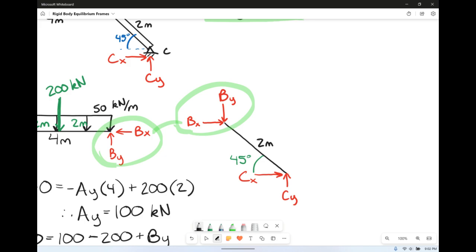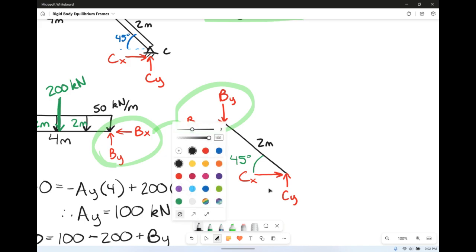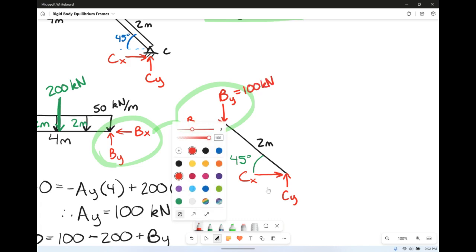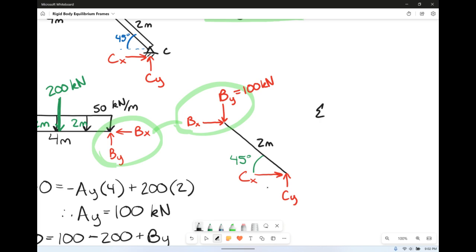So, fun fact, right, we already have BY. We can just go ahead and write him in. We did find that BY was equal to 100 kilonewtons. So if we sum the forces in the y direction and set it equal to 0, we've got BY at 100 kilonewtons going down, and we've got CY going up. So CY is also 100 kilonewtons. That's kind of fun.